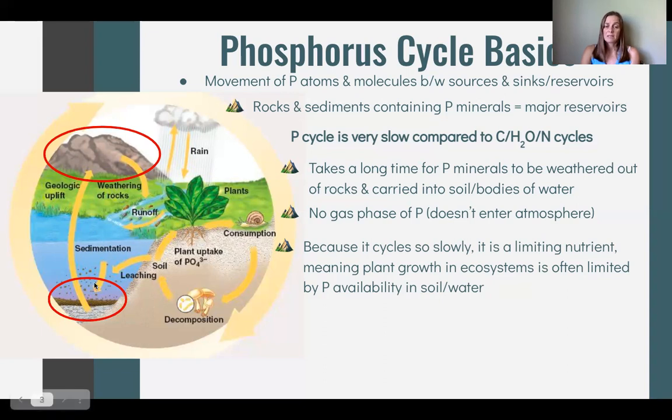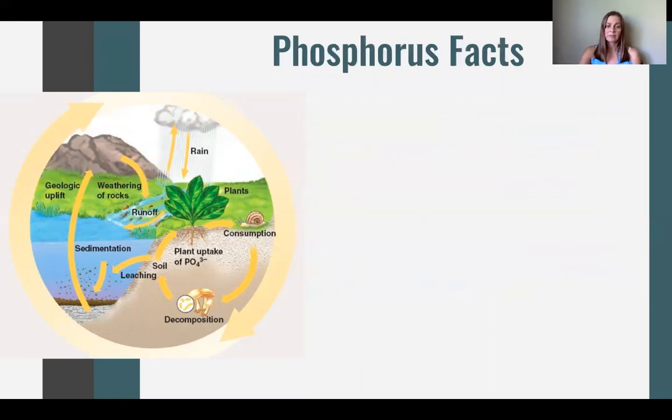Eventually, we have sedimentation. Phosphorus is not very soluble in water, and so it tends to form sediment and sink to the bottom. Over millennia, that creates sedimentary rocks, which eventually can be pushed up through geologic uplift.